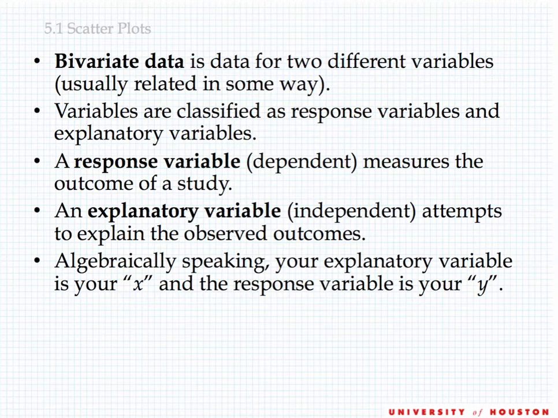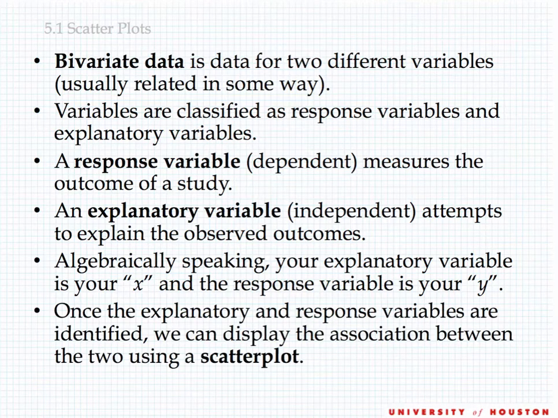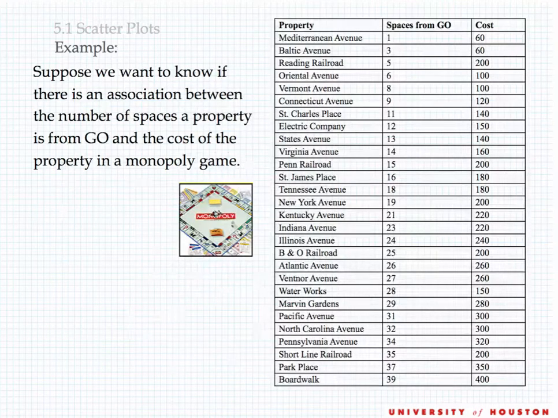Algebraically speaking, your explanatory variable is your x and the response variable is your y. Once the explanatory and response variables are identified, we can display the association between the two variables using a scatter plot. We're going to look at an example.